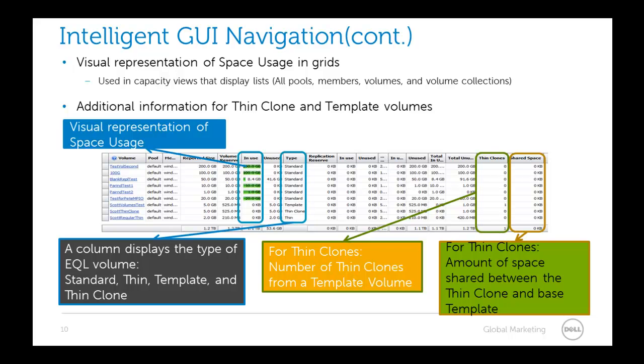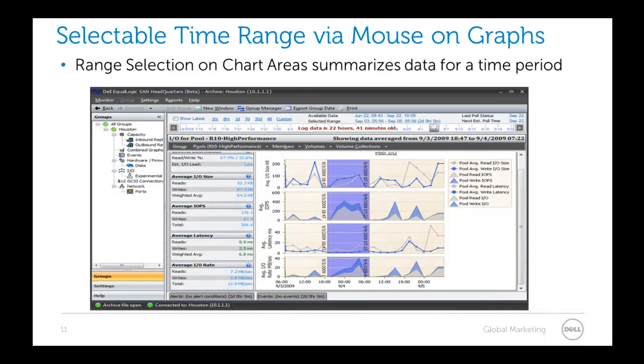SAN HeadQuarters is full of intelligent GUI navigation capabilities. Things like locking in a home page, as well as customizing a view of your own. In addition to that, there's space utilization capabilities for volumes, thin clone information, amount of space that thin clones may be using, and so on. So these are new capabilities that are built into version 2 of SAN HeadQuarters. A real nice feature of SANHQ is the ability to select a particular range for an event that may have happened on the SAN.